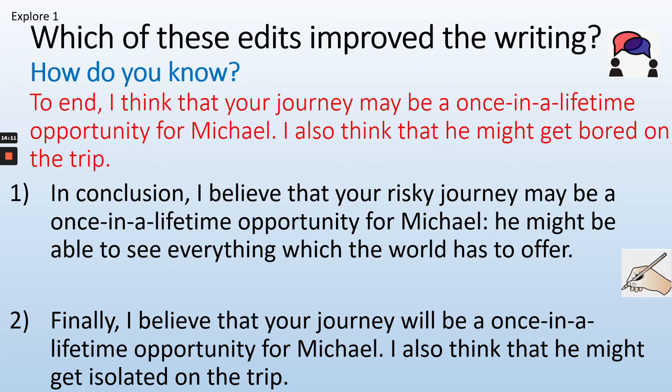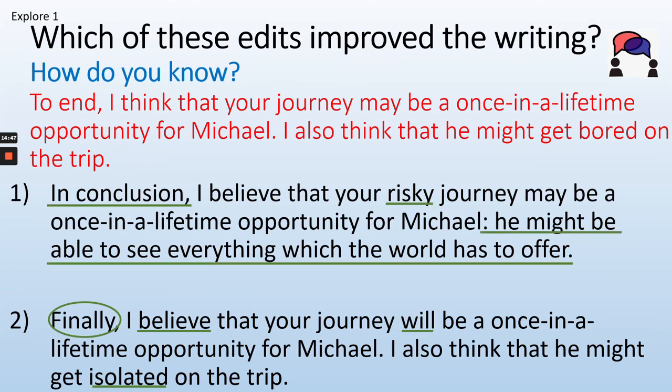Pause the video and have a think about which edit improves the writing better. So let's have a look at the edits. If I look at number 2 first, I can see that they've tried to change one of the word choices to finally. I can see that they've used the word believe instead of think. I can see that they've changed the modal verb from may to will. And I can see that they've used the word isolated. These are good improvements. But let's have a look at number 1.